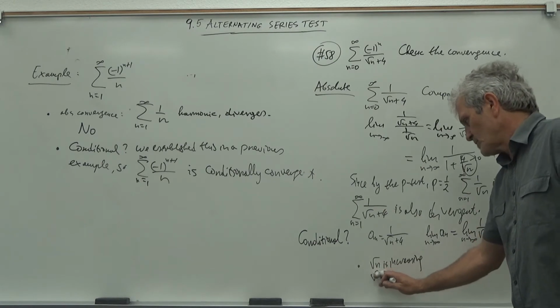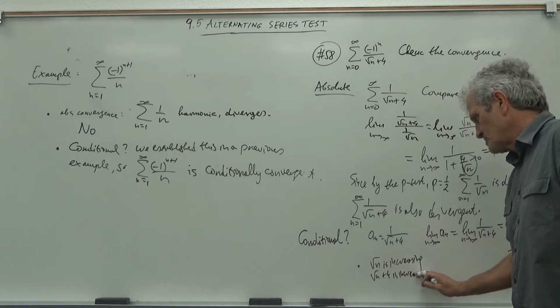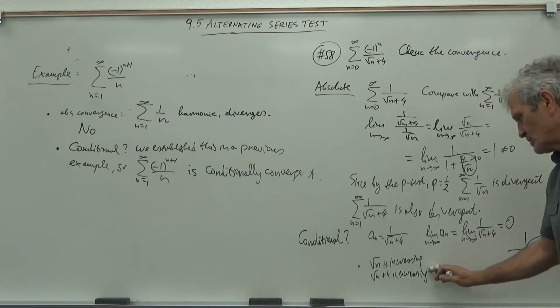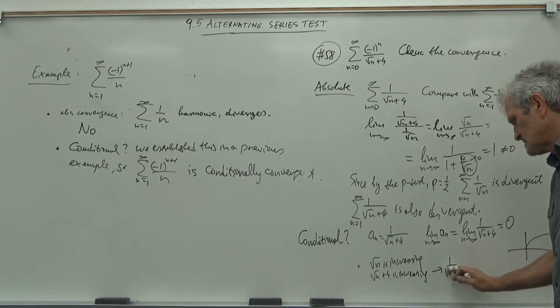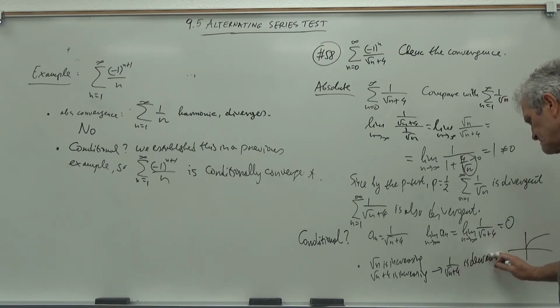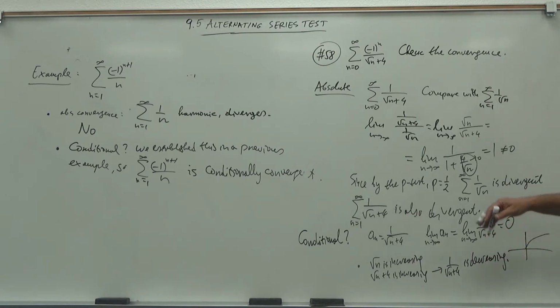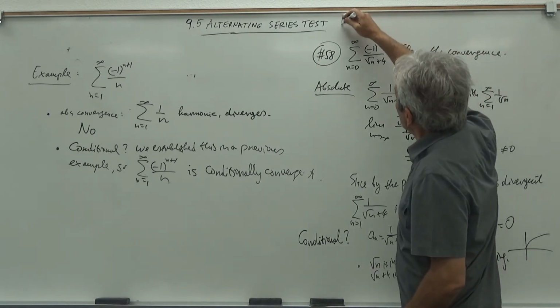Then what? Square root of n plus 4 is increasing also, because when you add 4 to a bigger number, again. But then what? When you take the reciprocal on positive numbers, it is decreasing. So what then? I want to write on this line because you might not see it well. So here is the conclusion.